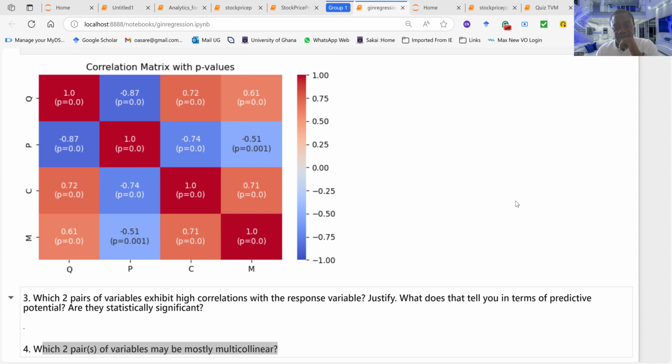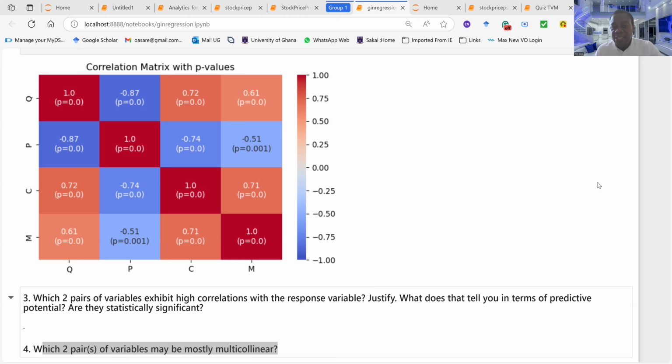Theophilus. Hello, sir. Go ahead and answer the question. So it's P and C, because P and C has a correlation of 0.74, which is close to 1. Not 0.74, it's negative 0.74. Say that. Negative 0.74. And because it's close to 1, they are highly dependent on each other. So there's strong correlation between P and C.